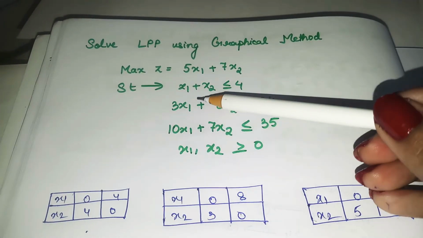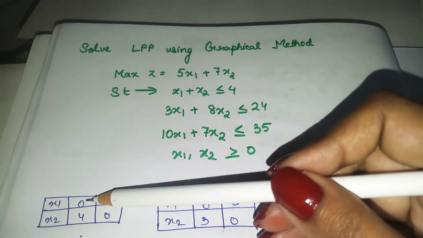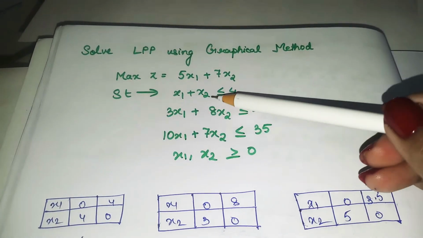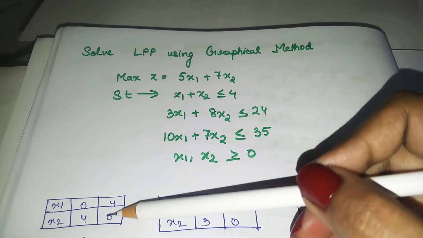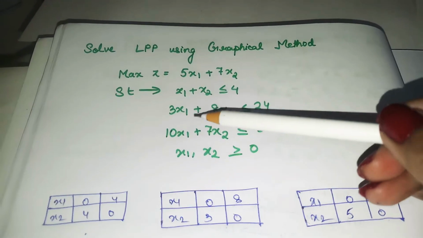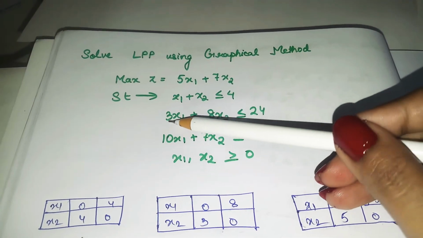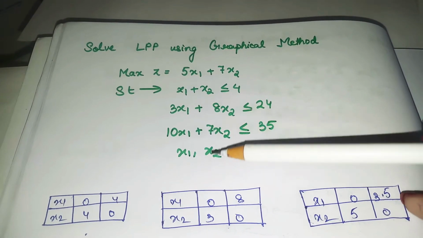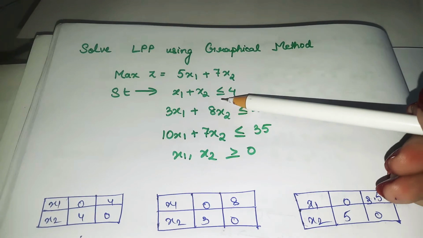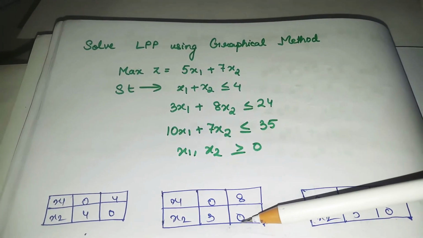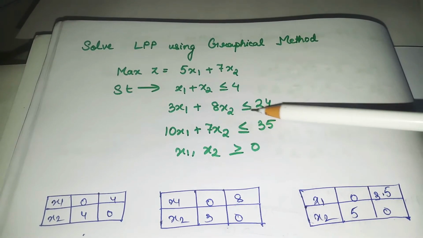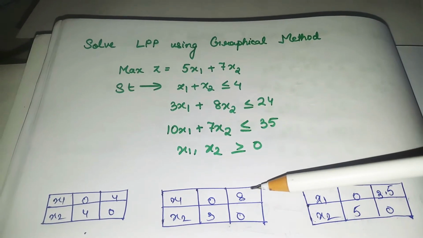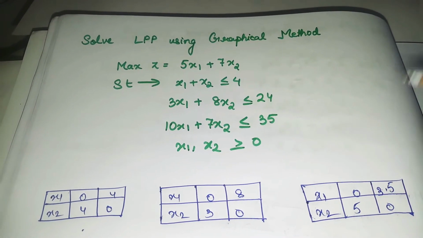For the first one, when x1 is 0, x2 will be 4. I have written 4. Vice versa, when x2 is 0, x1 is 4. Done. For the second constraint, when x1 is 0, that is 8x2 equal to 24, so x2 will be 3. I have written that. For the opposite one, when x2 is 0, that is 3x1 equal to 24, so x1 will be 8, since 3 8s are 24. So I've written that. Same case for the third one.